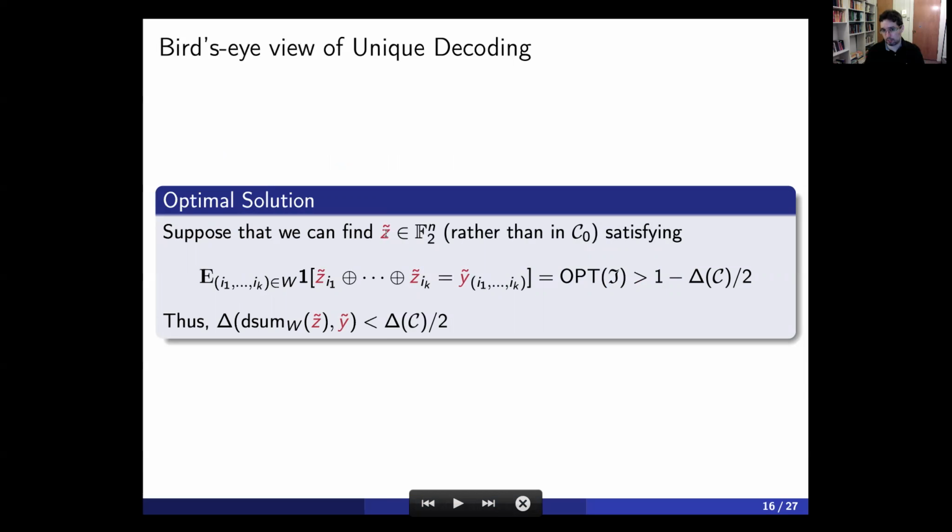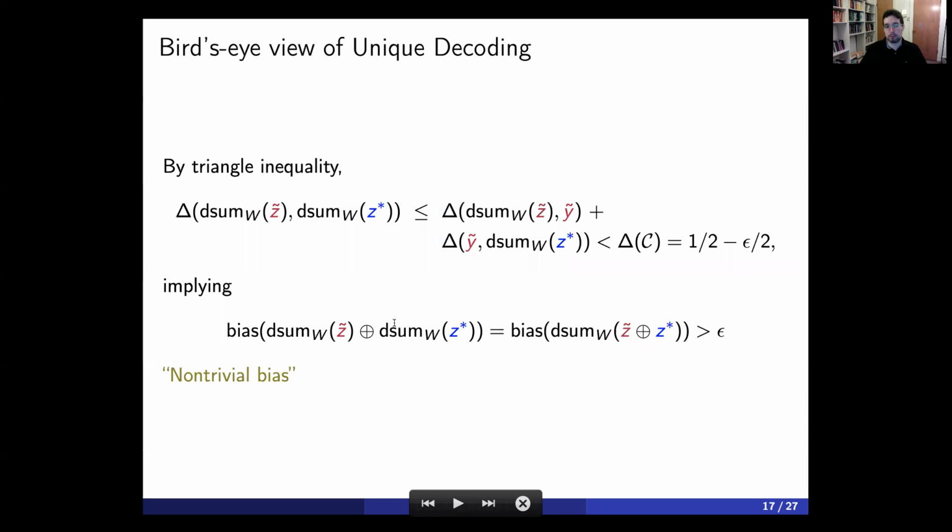We are focusing on an arbitrary one. Let's say that we can compute an optimal Z tilde for this CSP. And by what we said before, the CSP achieves at least this value, which means that when you take the direct sum here of this code word, the difference from the right-hand side is small, right? Because the CSP is quite satisfiable.